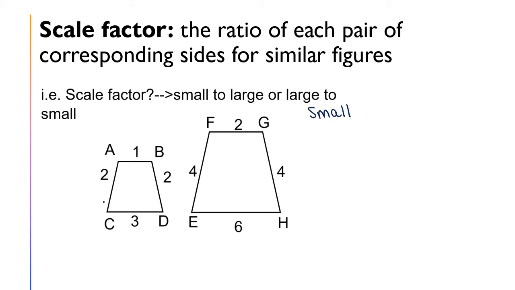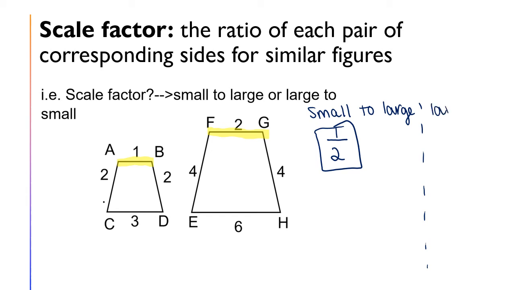You could have from the small shape to the large shape. And the way that would work is you take a side on the small shape, take a side on the big shape that corresponds to it, and look at that ratio. Small to large means that small number is going to go on top. So AB is 1, FG is 2, and 1/2 is already in simplest form. So the scale factor of the small shape to the large shape would be 1/2.